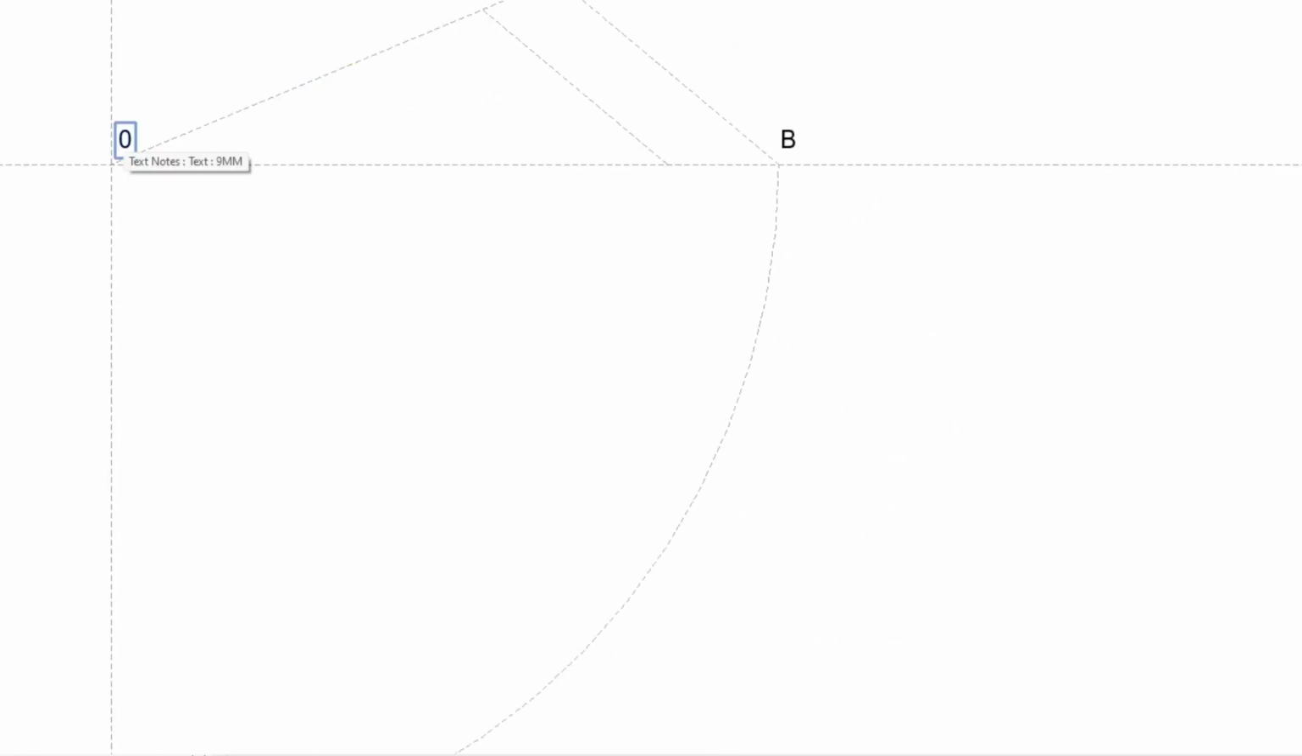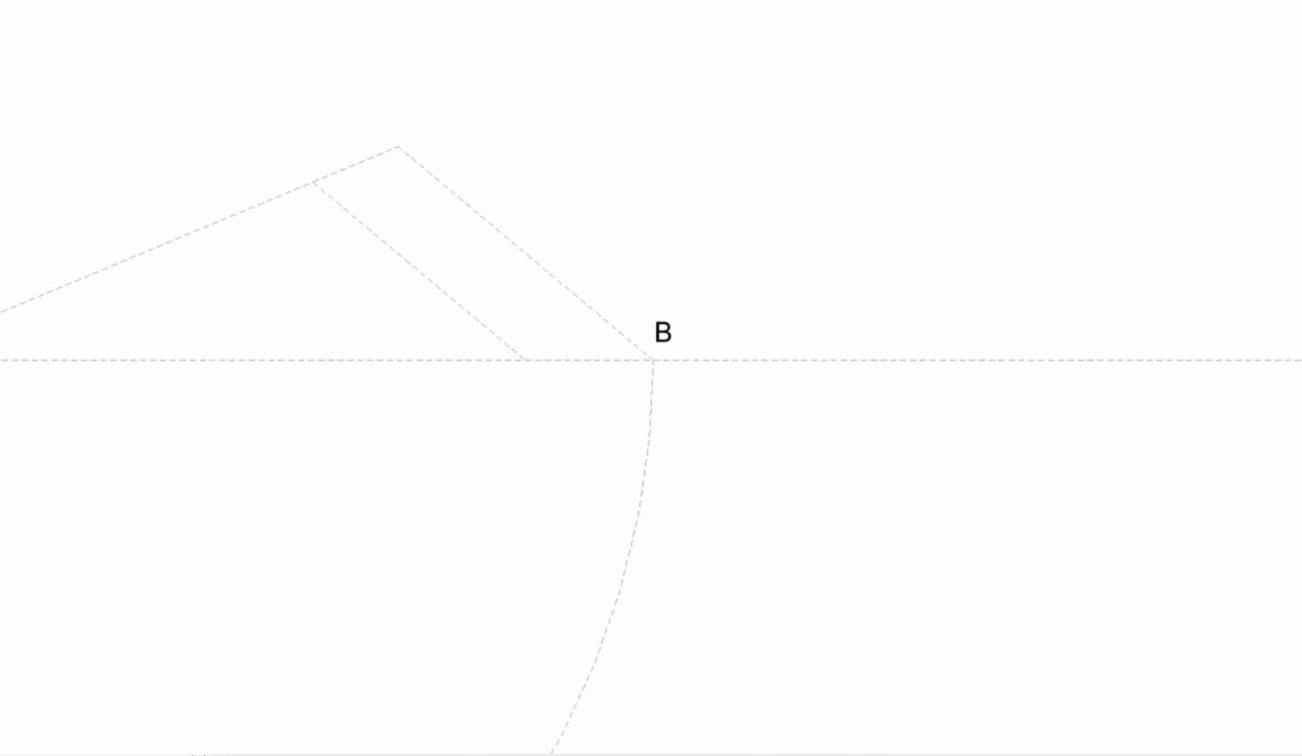I suppose you could measure the distance between 0 and point B with your ruler, and then divide it into 6 equal parts with your calculator, and then see if the measurement you've got here is correct. But I think it's faster with a compass. Okay.